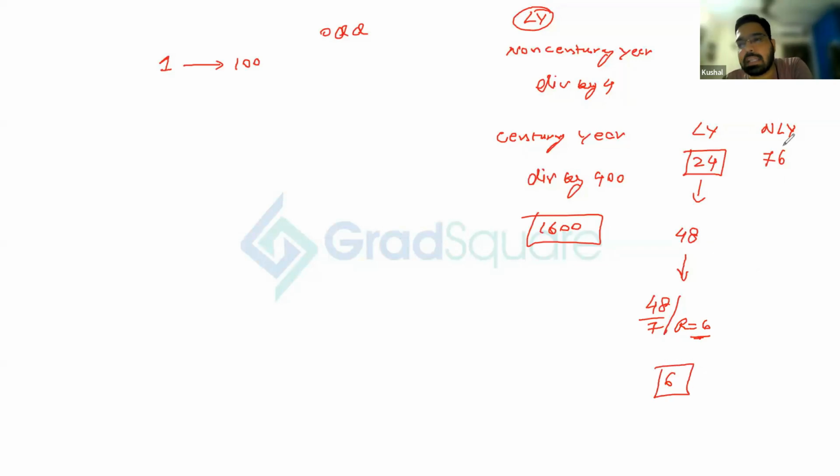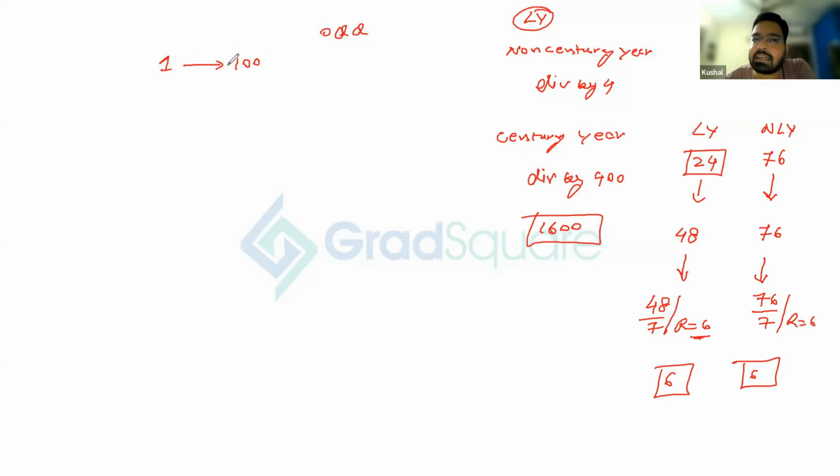What about the non-leap years? 76 non-leap years are there. They'll create 76 odd days. How many odd days effectively? 76 divided by 7, the remainder will be what? 6. So, once again, a total of 6 odd days.